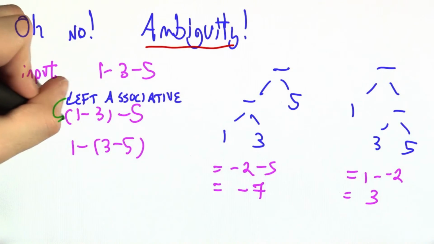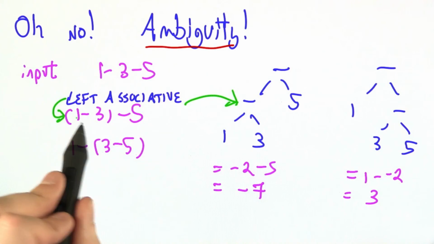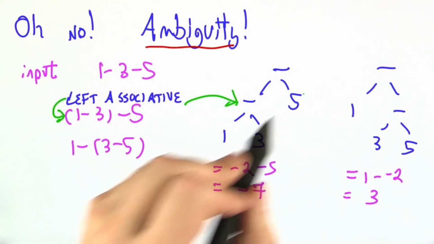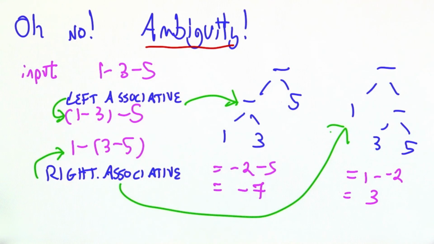We say that this first option is what is known as left associative because it puts the parentheses on the left, or the tree ends up being sort of unbalanced towards the left. Similarly, this second option is right associative.